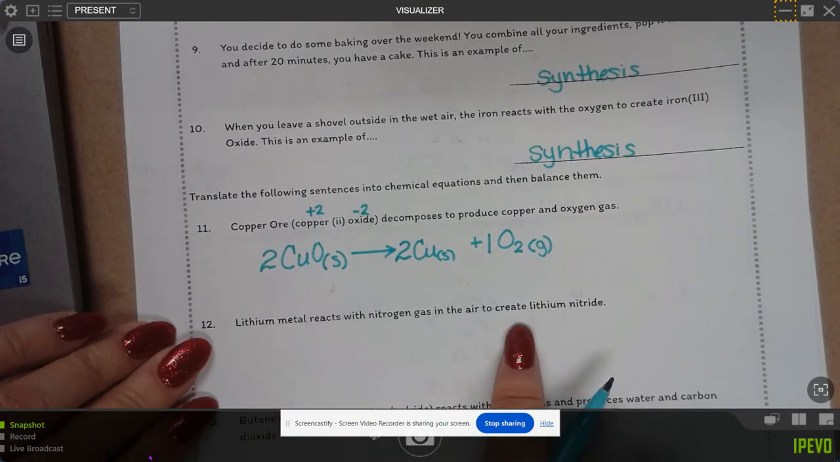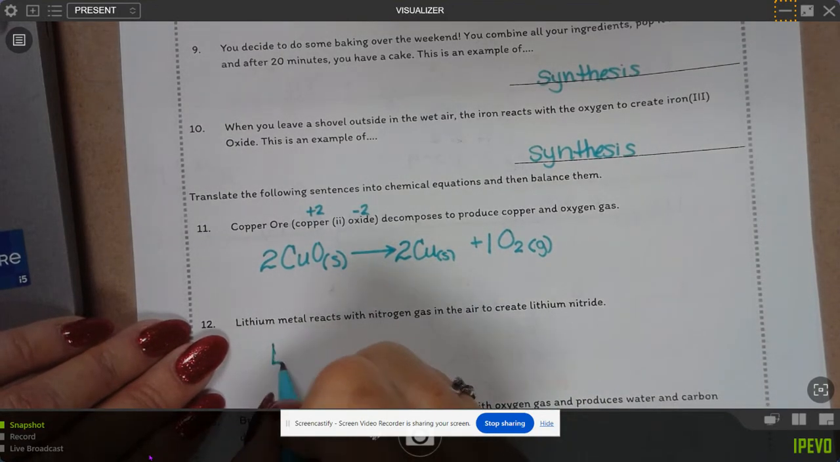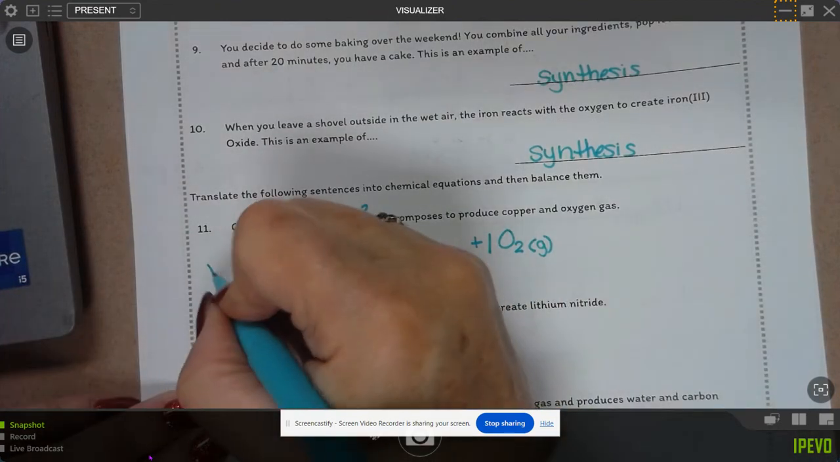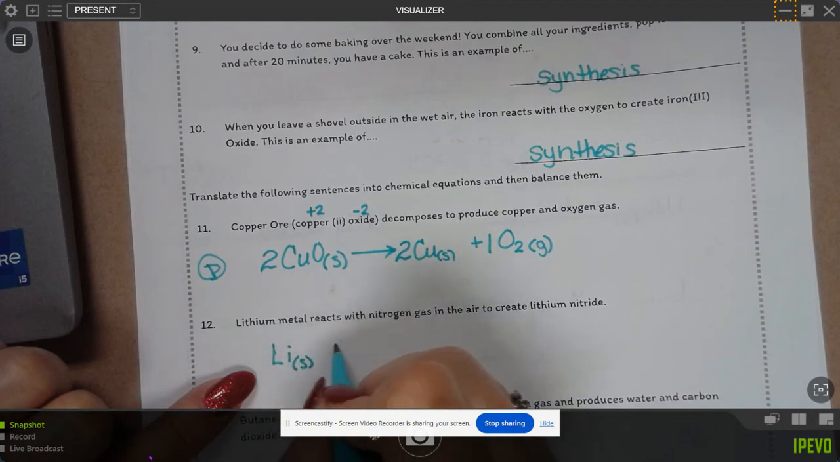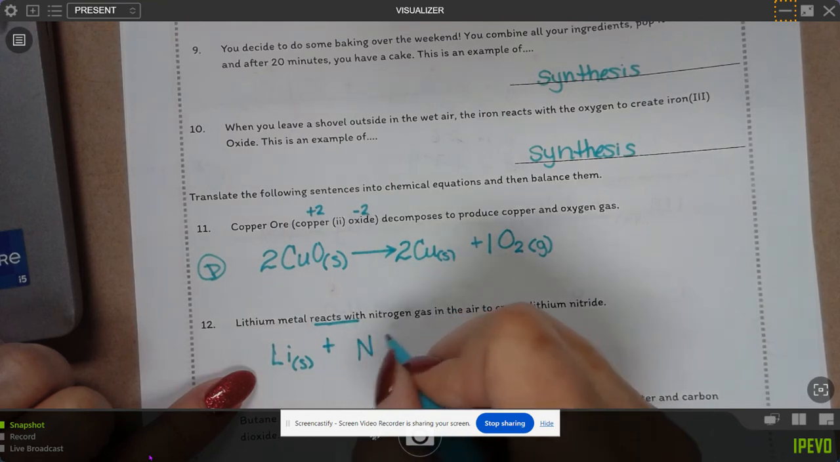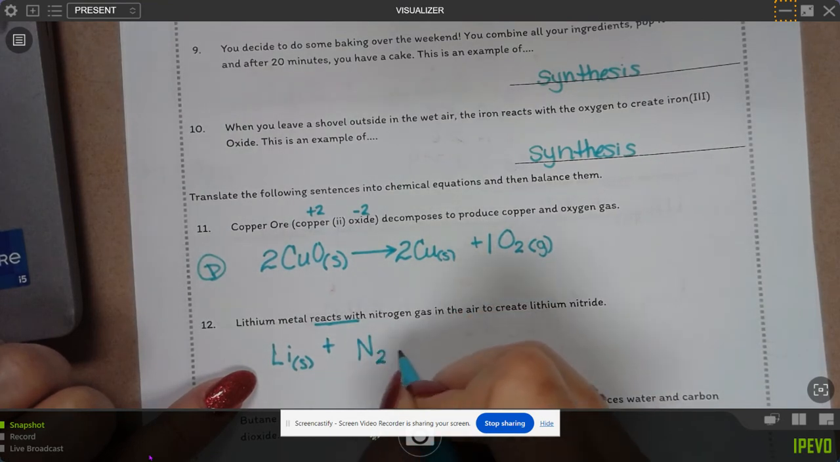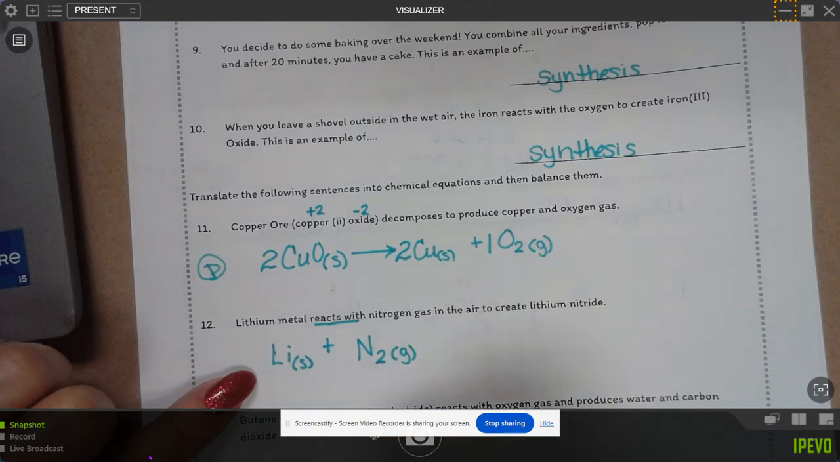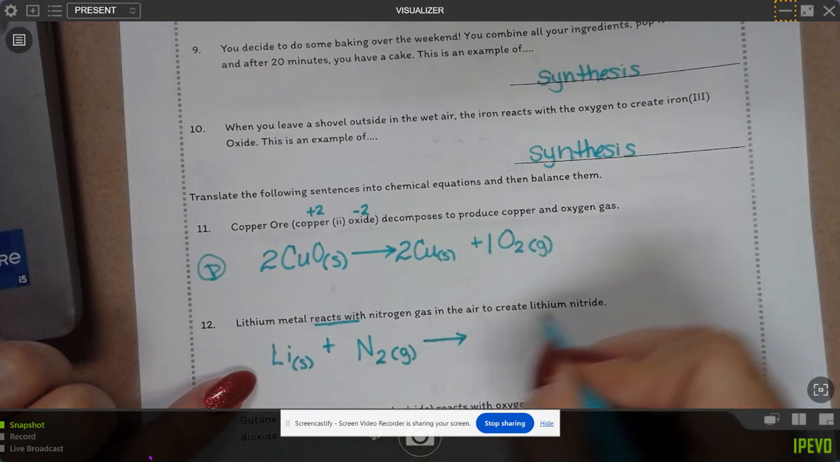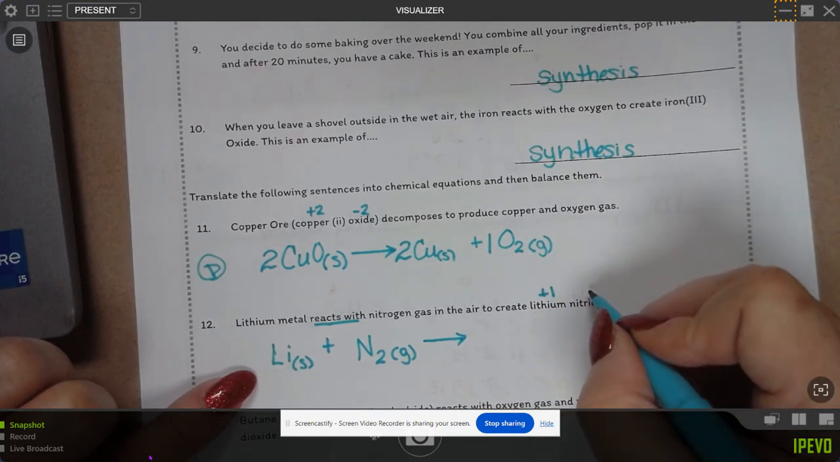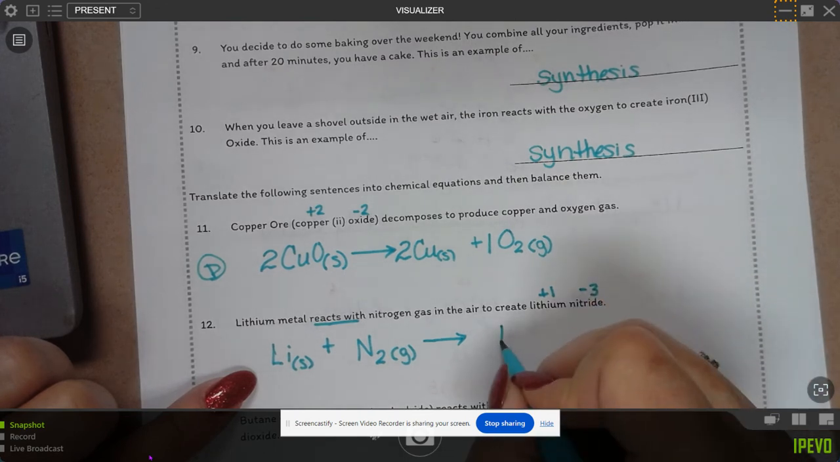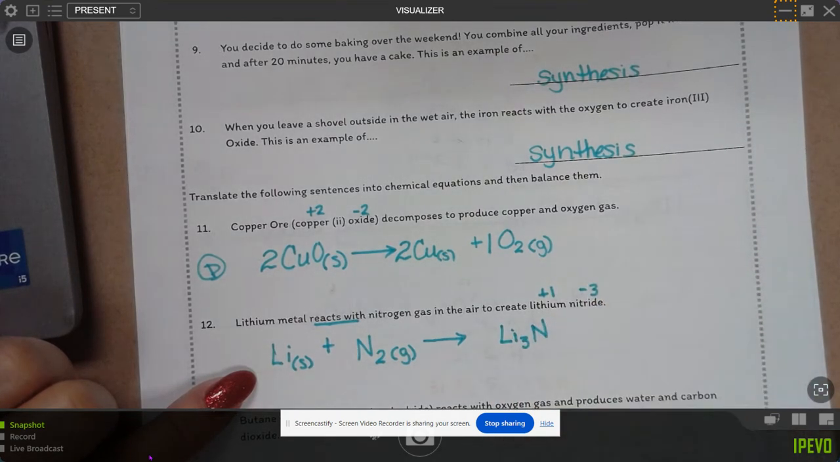All right. Let's look at this one. Lithium metal. This is a synthesis reaction. Lithium is a solid, reacts with, when we see reacts with, we do a plus, nitrogen gas. Nitrogen is one of the Hoover-Finkel 7, so N2 tells us it's a gas. In the air to create lithium nitride. So lithium forms a +1 ion, nitride is -3. So our product here is Li3N. That's going to be a solid because it's ionic.